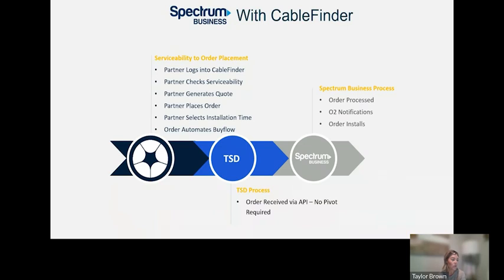So you're able to log into CableFinder, you can check serviceability, you can pull the pricing, and you can place the order. Once you place that order, it just lets the TSD know that, hey, there's an order. And then it also is building that directly into Spectrum's buy flow. So you'll still get all the notifications, all the O2 notifications. You'll be notified when the order installs. All of that is automated through CableFinder.